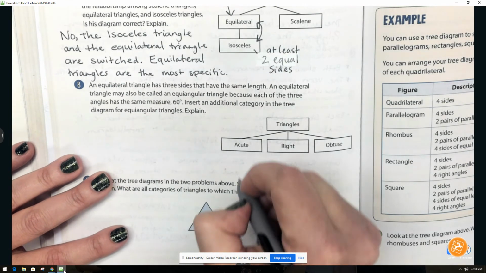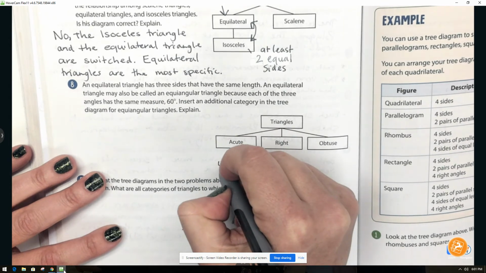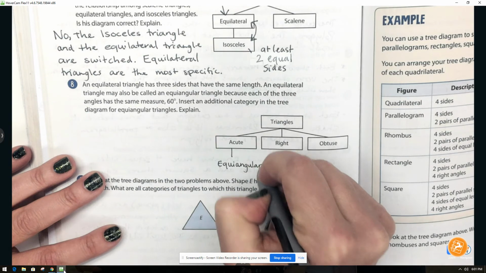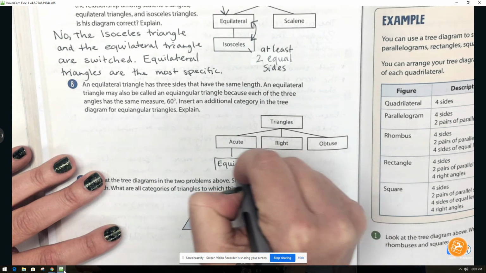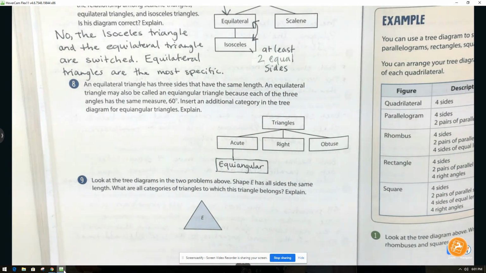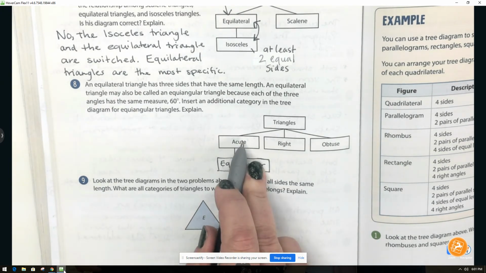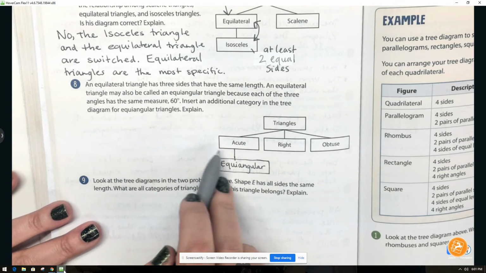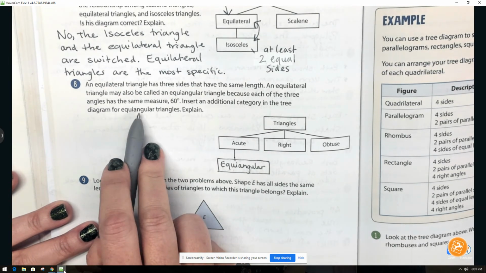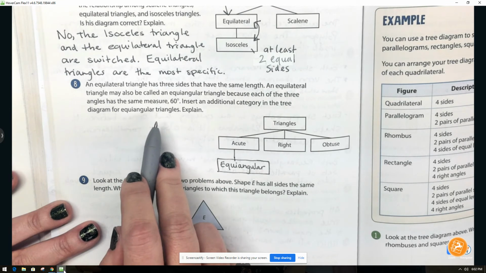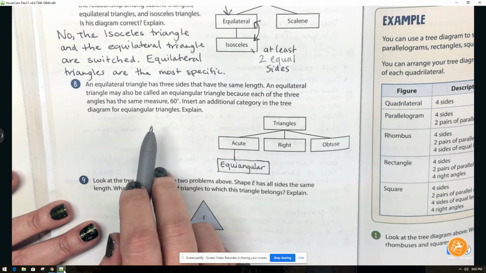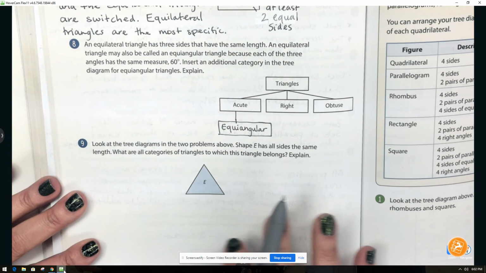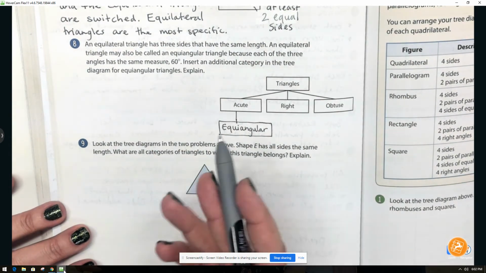So we would put the equiangular triangle here. Because an equiangular triangle has all three angles that are less than 90 degrees, which is what an acute triangle is. So now, we don't need to say anything. We just need to put it there. Well, I guess we explained it, but I just explained it, so you're good.